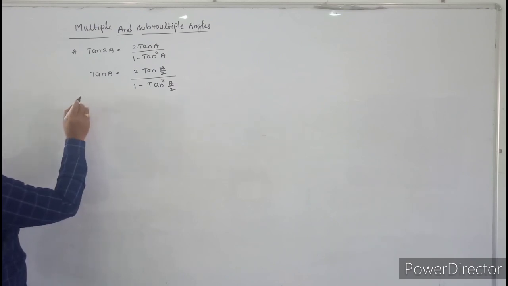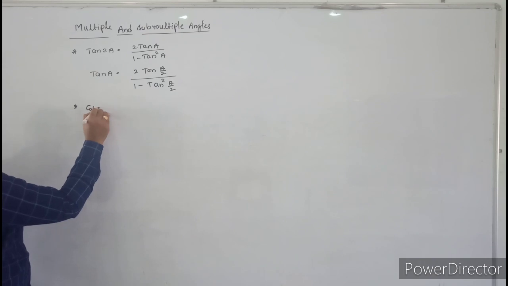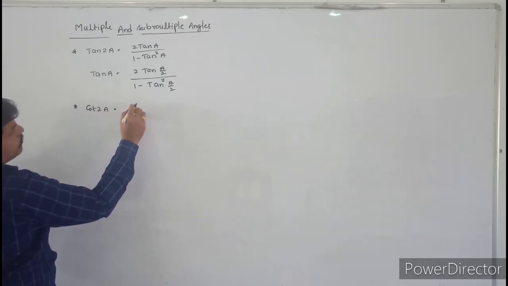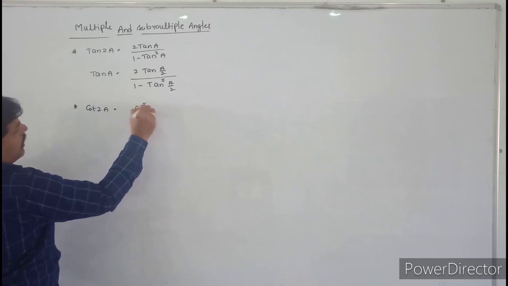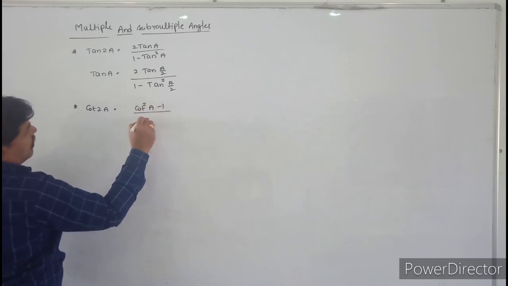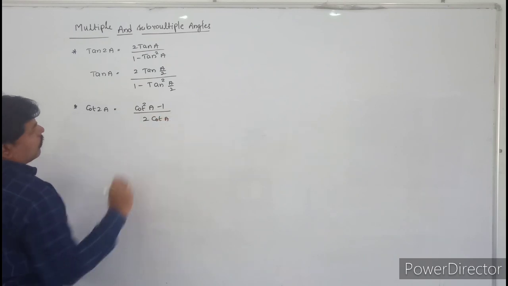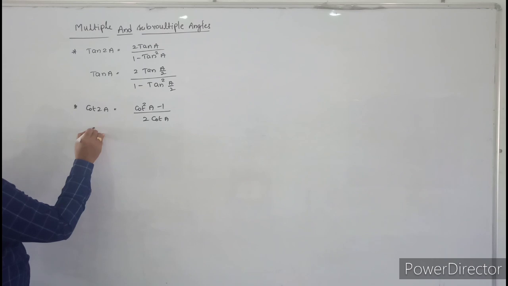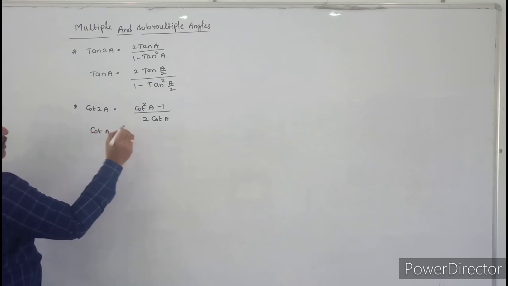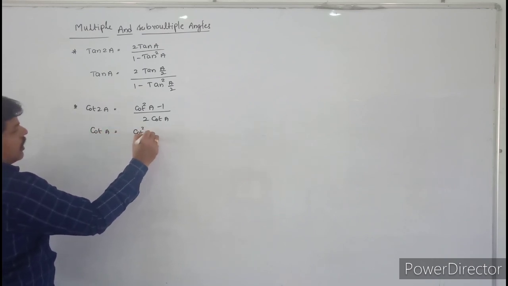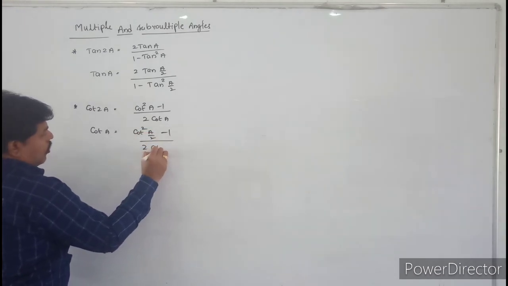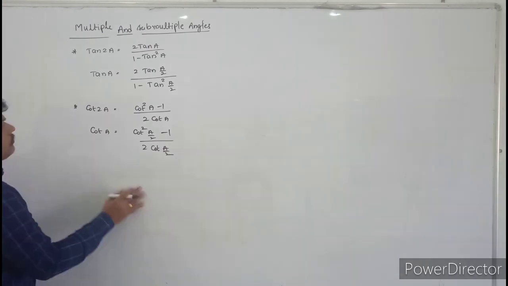Similarly, you can take cot 2a. What is the cot 2a formula? It is nothing but (cot square a minus 1) by 2 cot a, and in the place of a, if you take the half angle, it will become cot a is equal to (cot square(a by 2) minus 1) by (2 into cot(a by 2)).